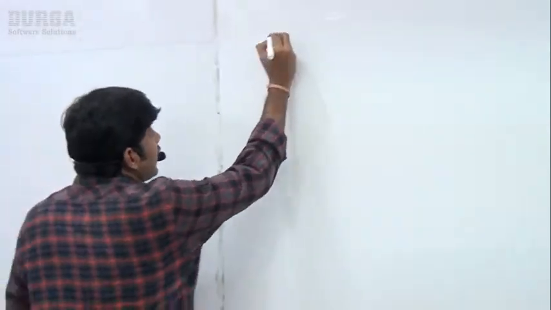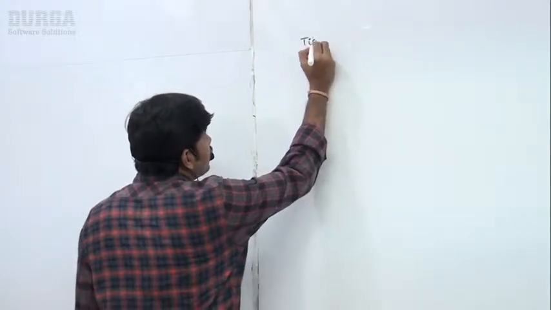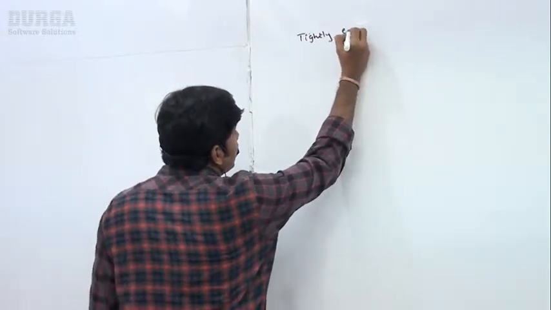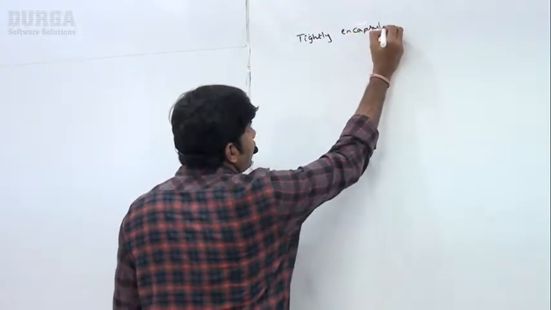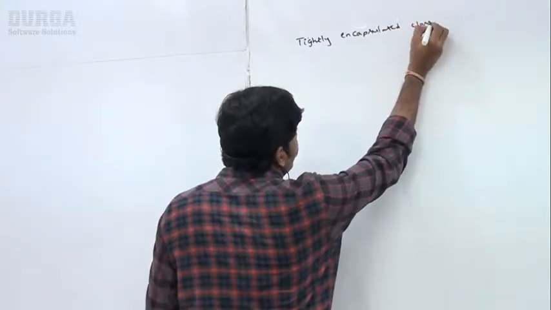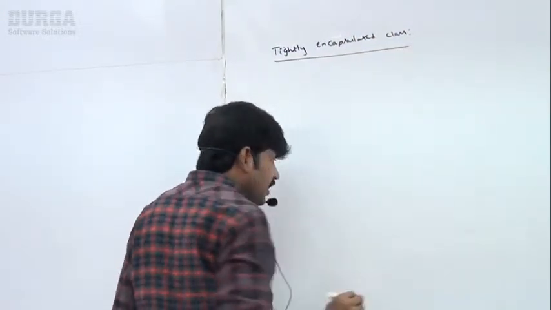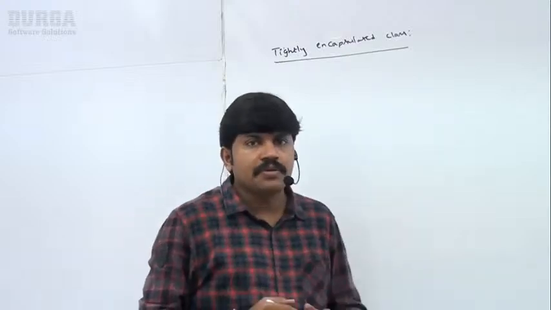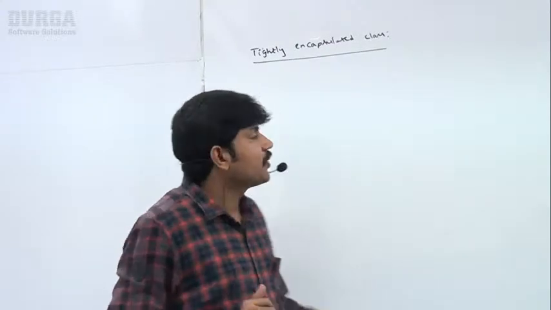Sir, in the last videos we covered data hiding, abstraction, and then encapsulation. It's very clear. Now, the next thing I have to discuss, sir, is the tightly encapsulated class. What is the word? Can you spell it out? Tightly encapsulated class. Okay.